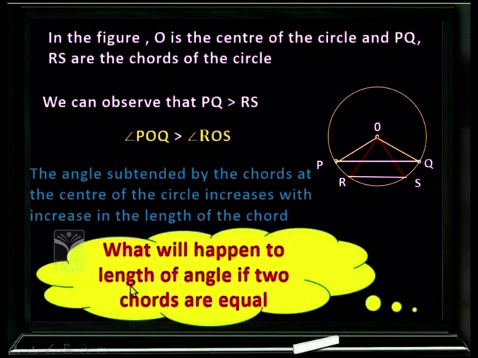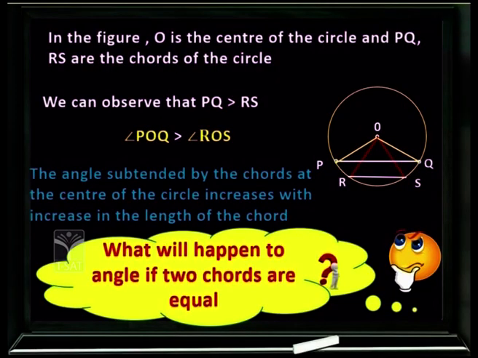So, what will happen to the length of angle if two chords are equal? Here, what we have observed is that the angle subtended by the chords at the center of the circle increases with the increase in the length of the chord. If the length of the chord is increasing, the angle is also increasing. If the length of the chord is decreasing, the angle is also decreasing.